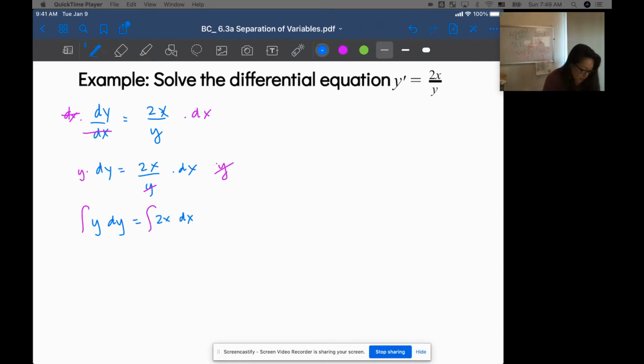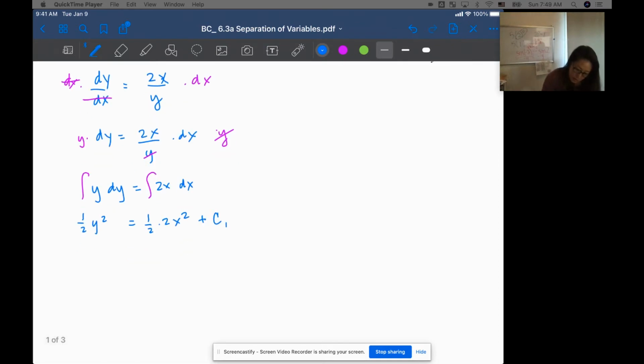Okay, so the antiderivative of y is 1/2 y squared, and that's equal to 1/2 times 2x squared plus c1. All right, now we need to get y by itself. So I'm going to go ahead and multiply both sides by 2. So I get y squared is equal to, that's 1, so that's 2x squared plus c2. And so c2 is really equal to 2 times c1.